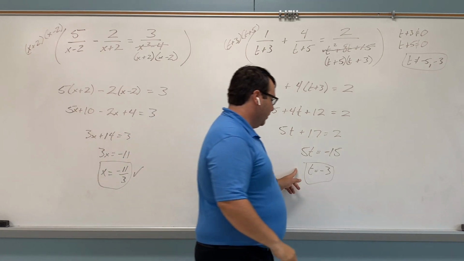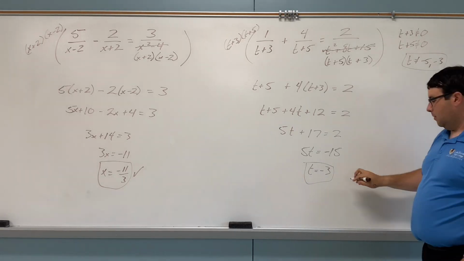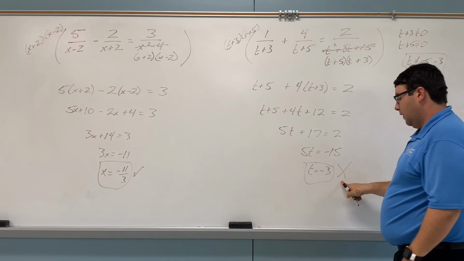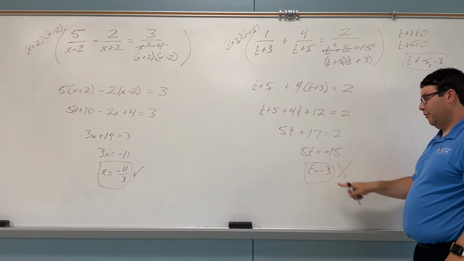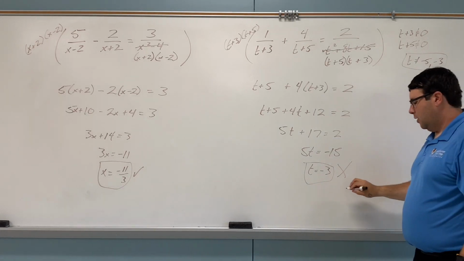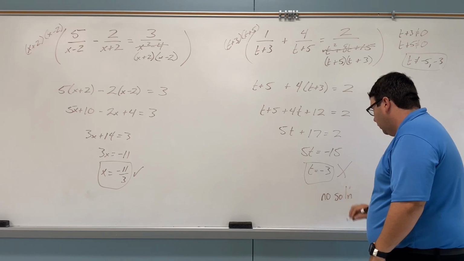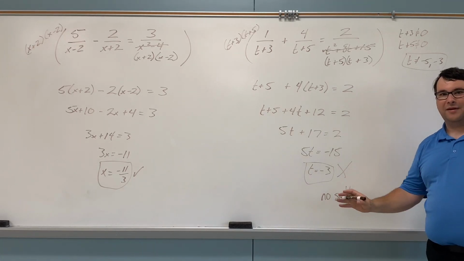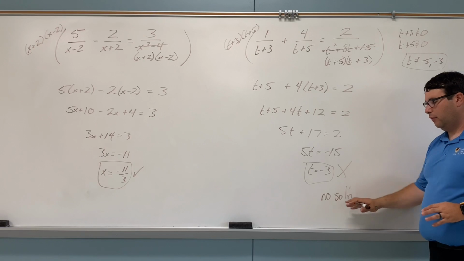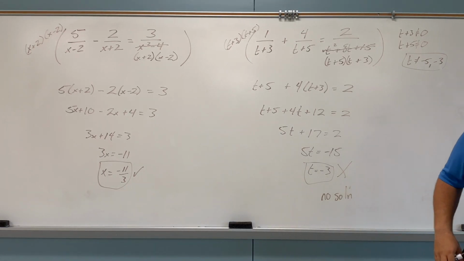You've got to go through and take this value and check it. T cannot equal negative 3. What does that mean? Well, this is not going to work because we're saying t equals negative 3, but t cannot be negative 3. That means for us that there are no solutions. And that's it. Leave it just like that. No solution. Boom. Okay.